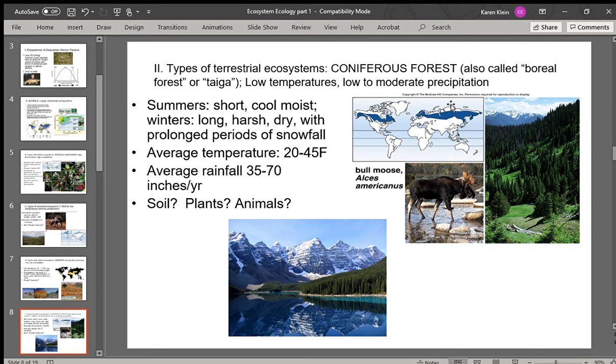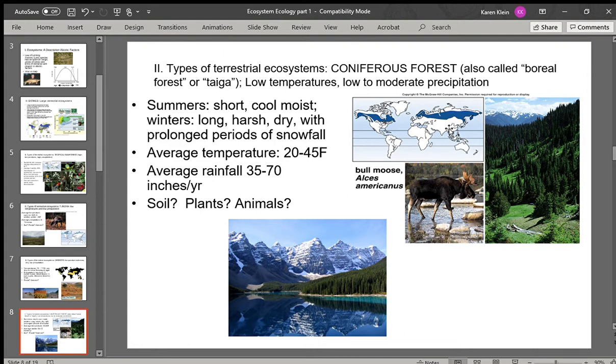So that is where we wind up having these coniferous forests. We also refer to these as boreal forests. Boreal means north. And taiga, which is more of a colloquialism because they mean the same thing, but taiga is generally a term you might use in Europe or in Russia versus just a coniferous forest or boreal forest.